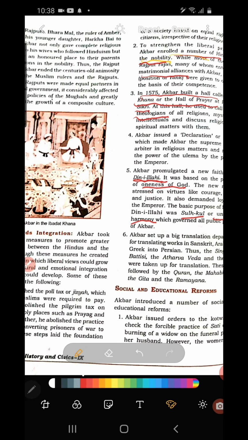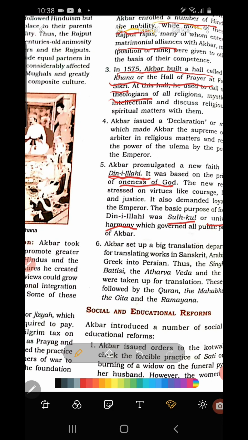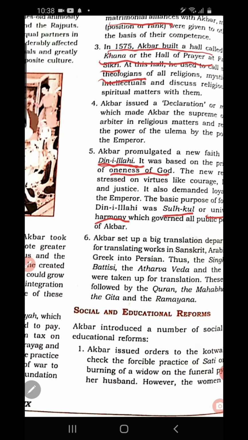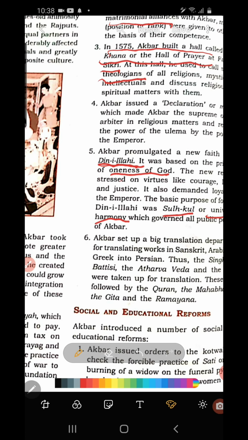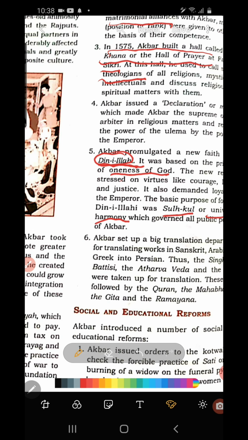So the value points, essence and teachings of all the religions are almost the same. None of the religions teaches anybody to harm another's religion or harm anybody else. All the religions teach us to love each other, tolerate each other and respect elders, all good points. Understood? So the essence of Din Ilahi was oneness of God and universal harmony.